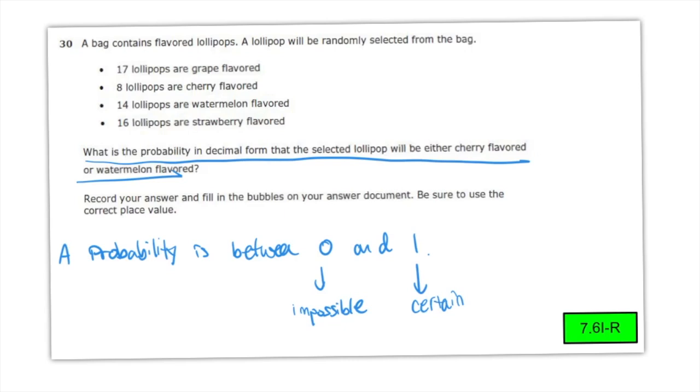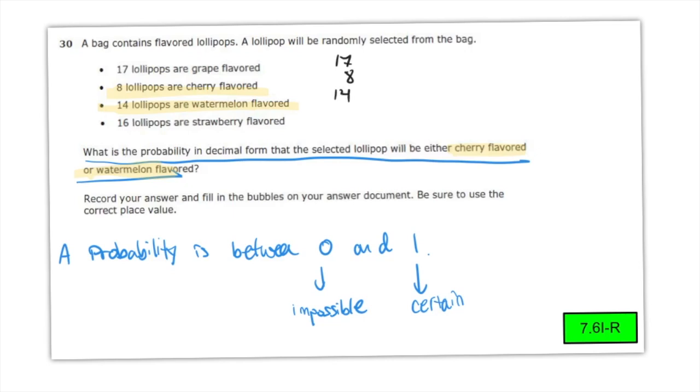Let's look at what we wanted to know. We wanted to know the probability in decimal form that the lollipop will be either cherry or watermelon. So let's highlight cherry and let's highlight watermelon. That's what we're looking for here. Now, an important thing to think about is how many lollipops are in the bag. We have to know the total so that we can compare the favorable outcomes to the total. So we need to add these up.